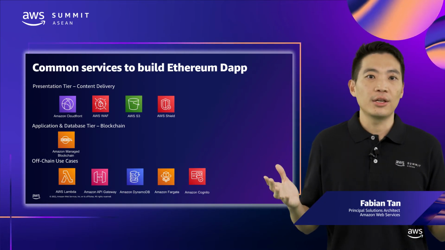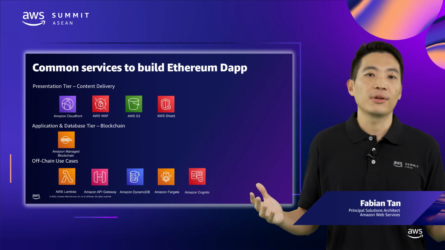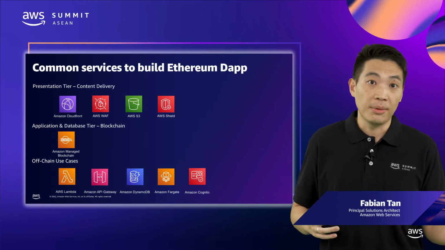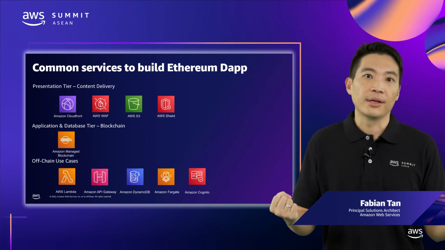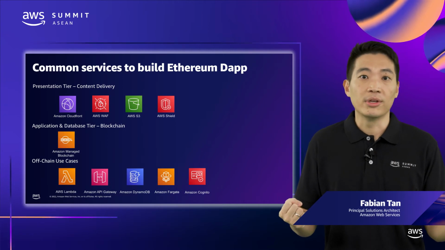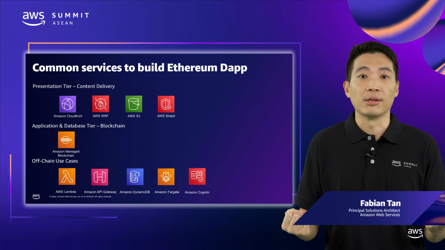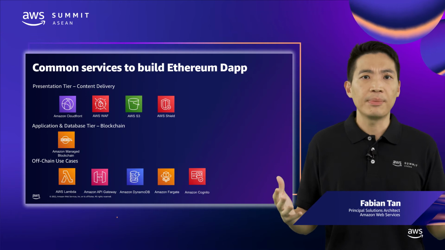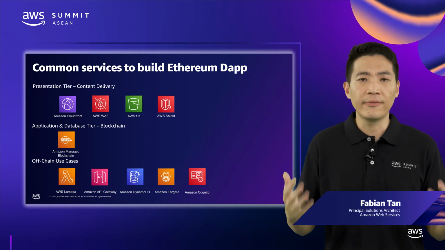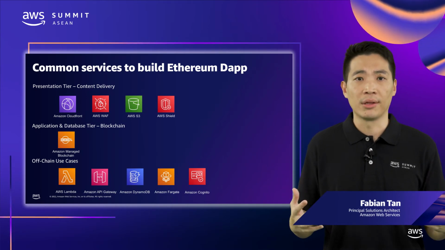In this off-chain use case, you can use serverless services such as AWS Lambda, Amazon API Gateway, or Amazon DynamoDB to meet your business objectives. These services are the typical building blocks used to develop serverless applications on AWS.